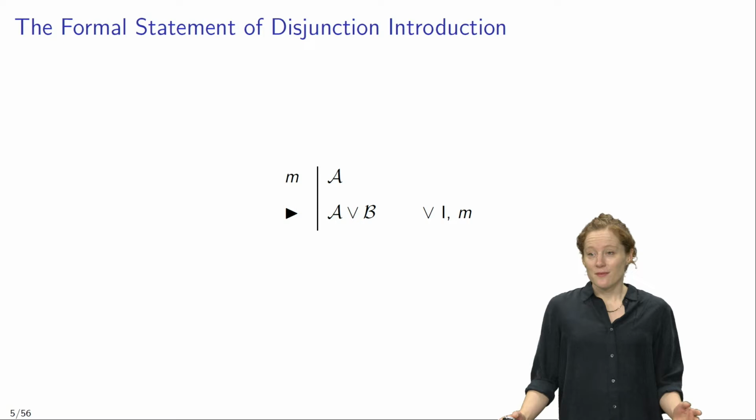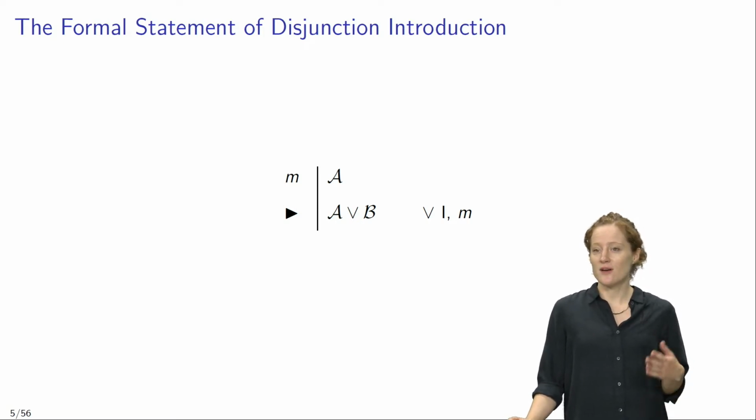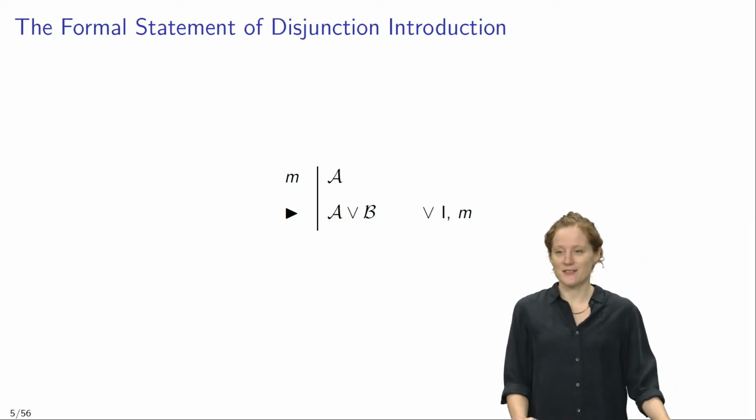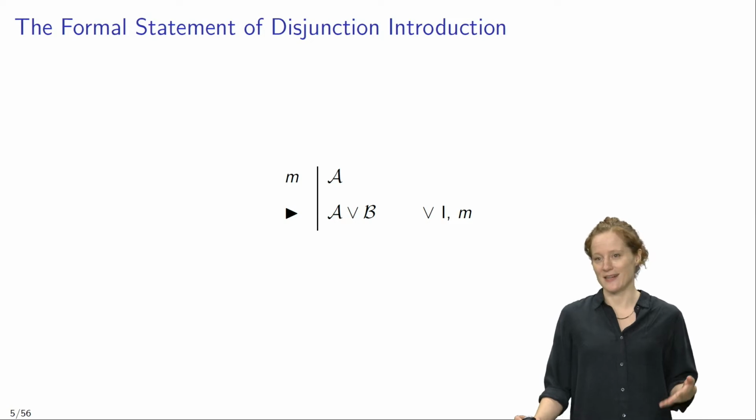So formally, this rule looks like this. Suppose that in line M of your proof, you have a sentence of the form A. You are then licensed to infer the disjunction A or B and justify this inference by citing disjunction introduction as applied to line M of your proof.